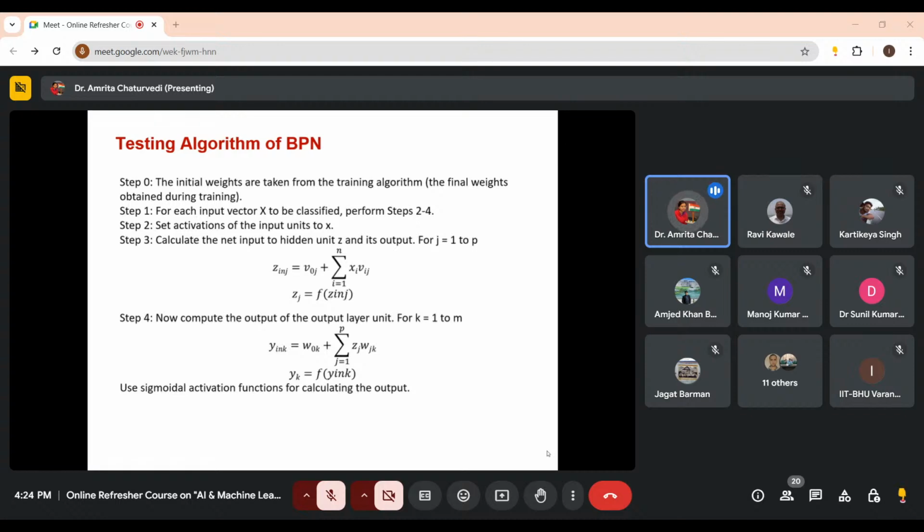Then you will apply this output to all the units of the output layer. So Yink, this is the net input that you will be applying at the output layer. This is equal to W naught K, which is your bias, plus summation j equals 1 to p Zj Wjk. Then you find the output by applying the activation function over this net input Yink. So Yk is equal to F of Yink. Then you can use a sigmoidal activation function for calculating the output.